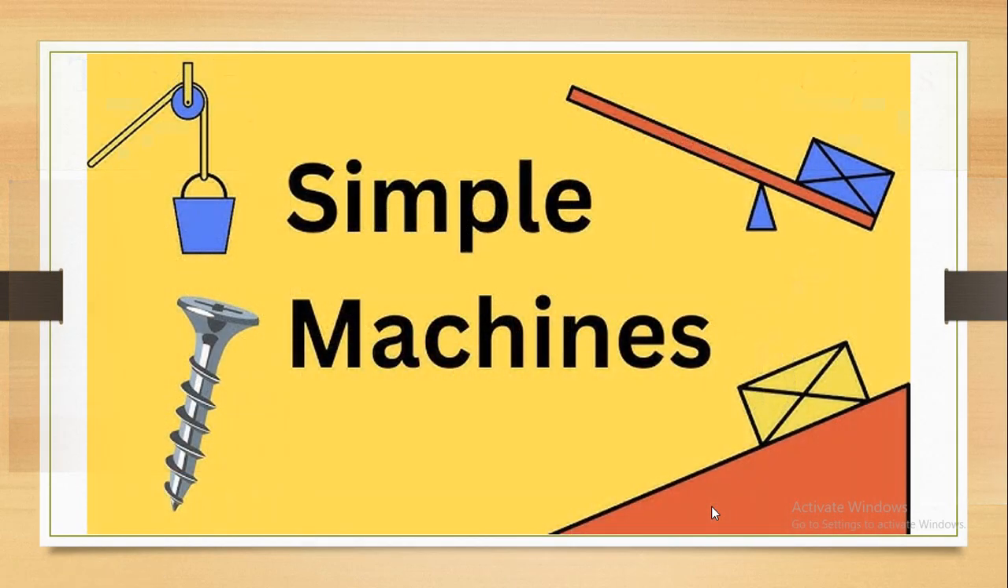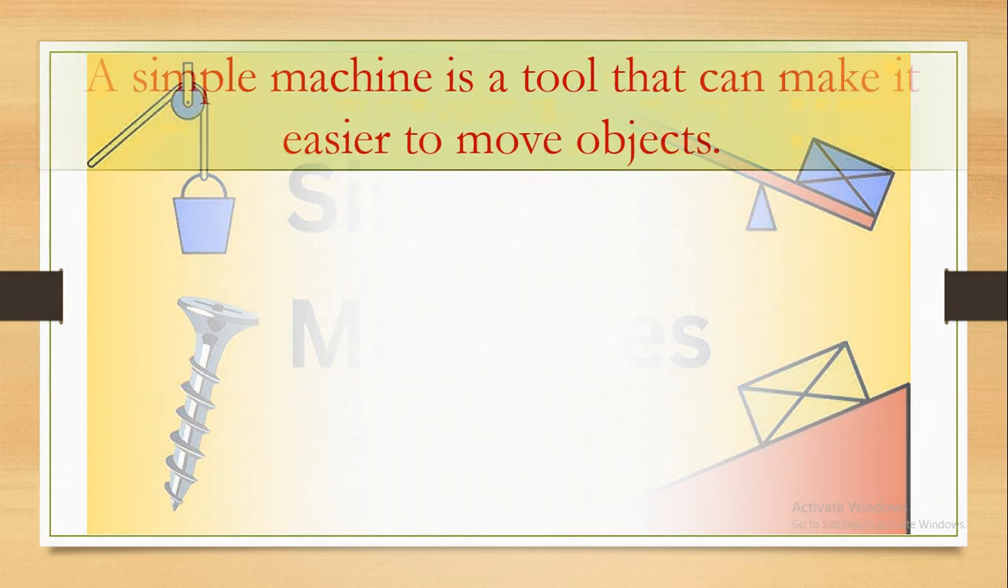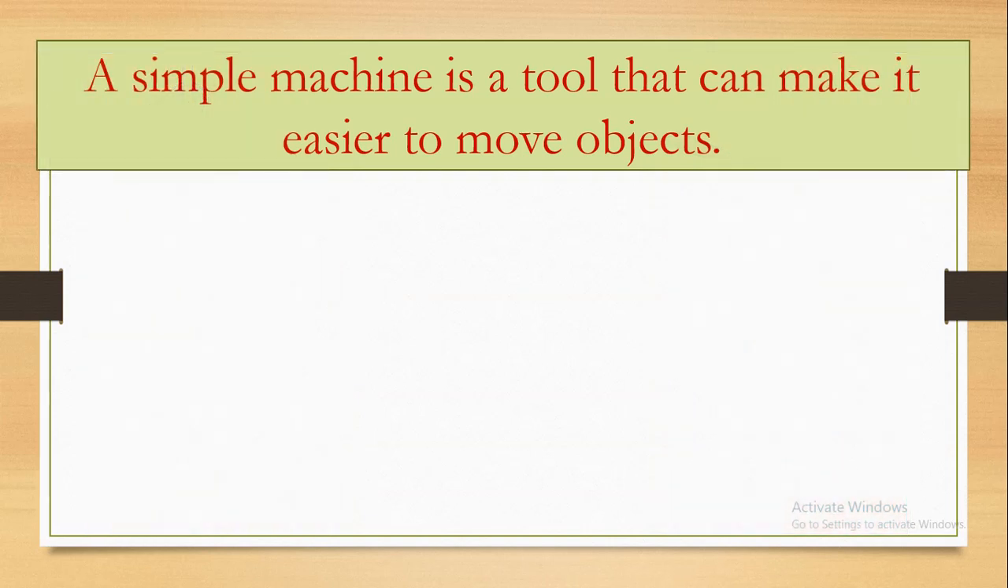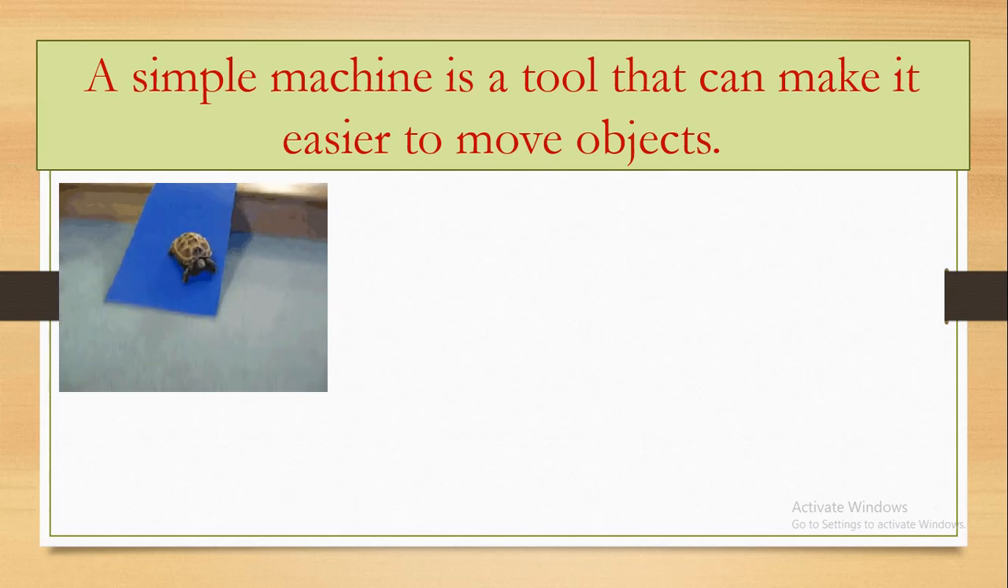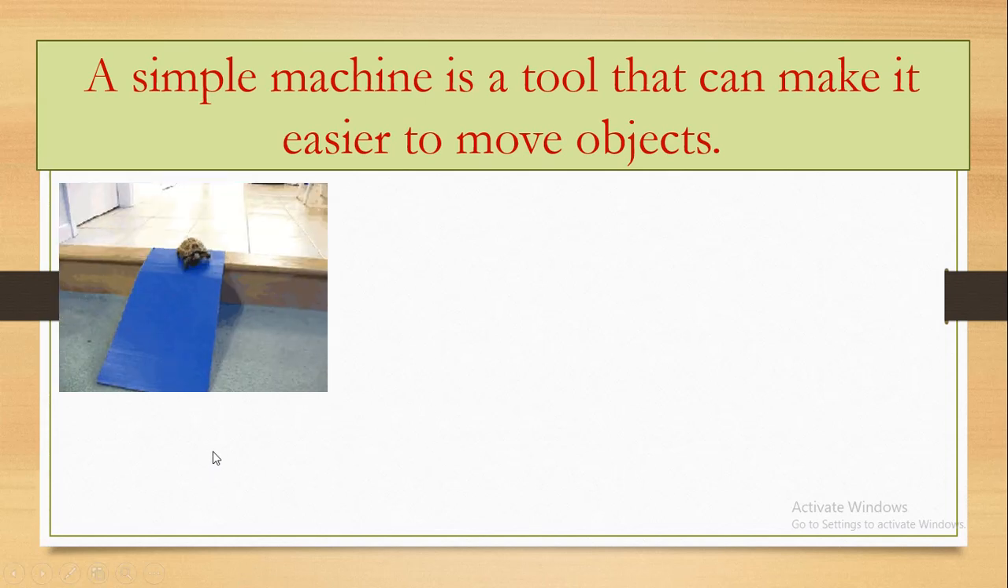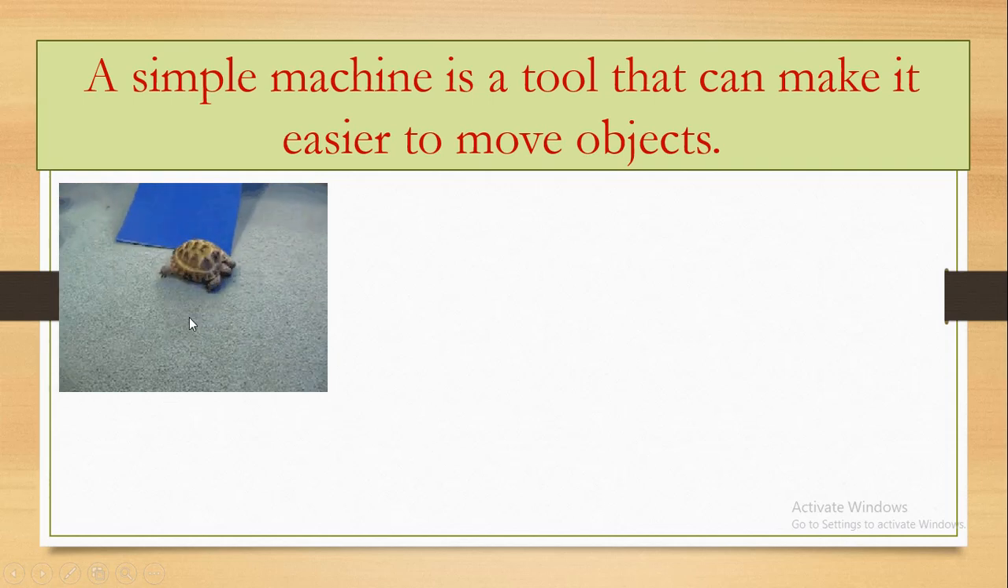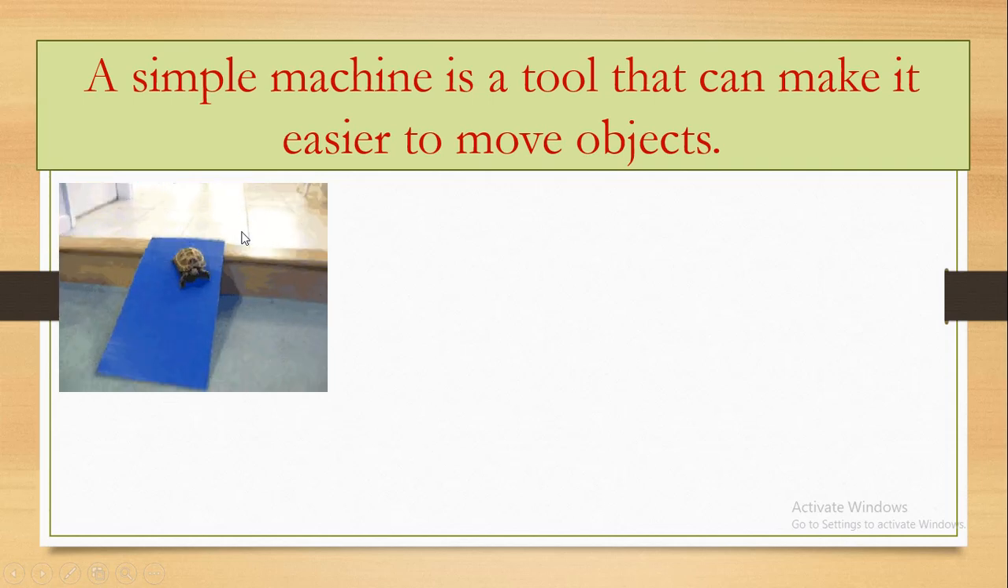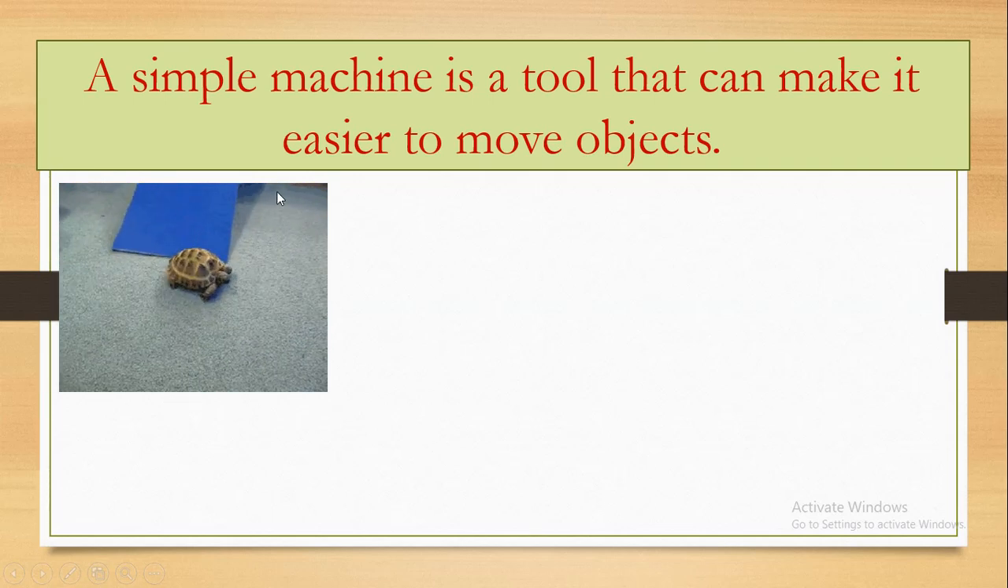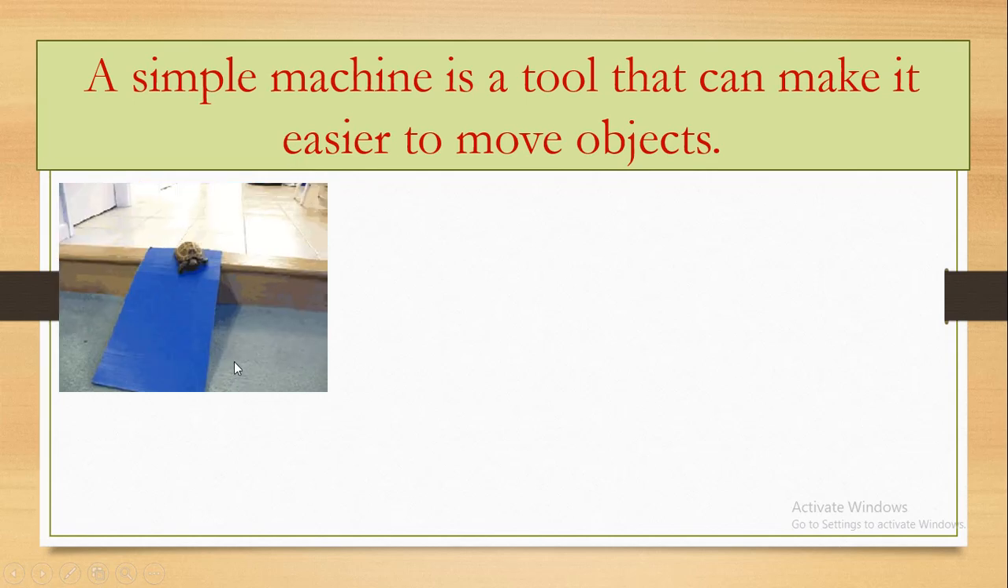Of course, you need to use simple machines. So what is a simple machine? Now, a simple machine is a tool that can make it easier to move objects. In this lesson, we're going to talk about three simple machines. Look at this picture. This turtle is sliding on this ramp, so it moved from up here to down here, from up there to down here.